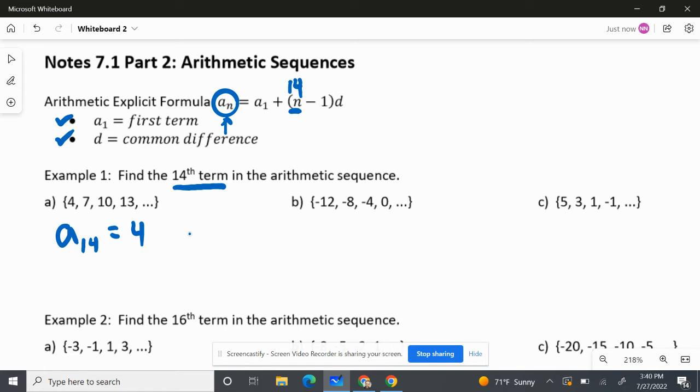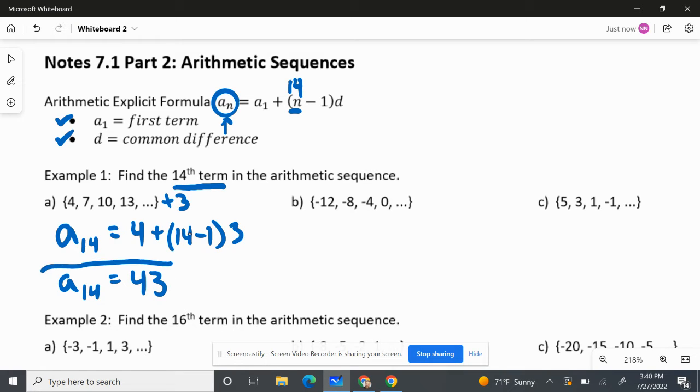If you're looking at this pattern, notice that it's adding 3 each time. So it would be plus 14 minus 1, and then times 3. 14 minus 1 is 13, times 3 is 39, plus 4 gives us 43. So 43 is our answer.